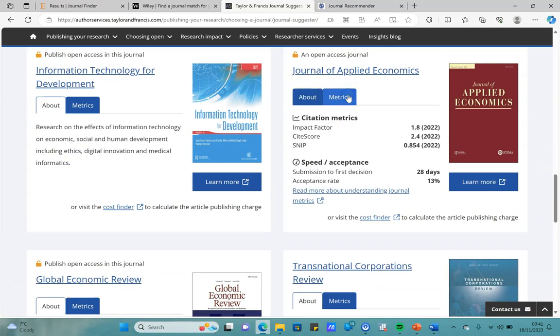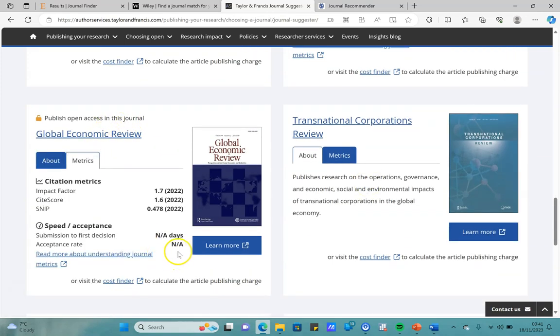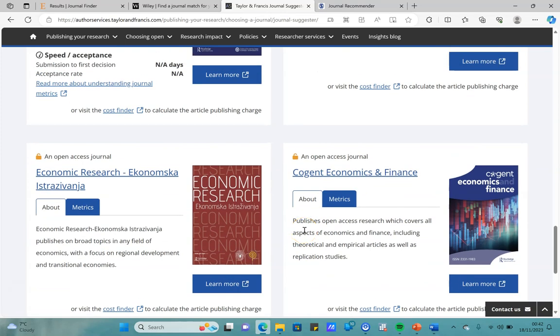Journal of Applied Economics, I know that it's not a very high acceptance rate. Global Economic Review, they don't have any acceptance rate. Maybe because this is a very new journal. Something to consider if you think sometimes it is easier when the journals are new.